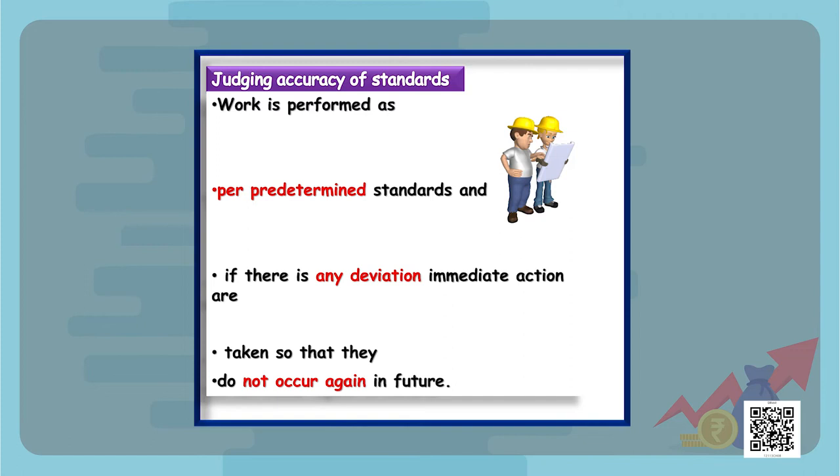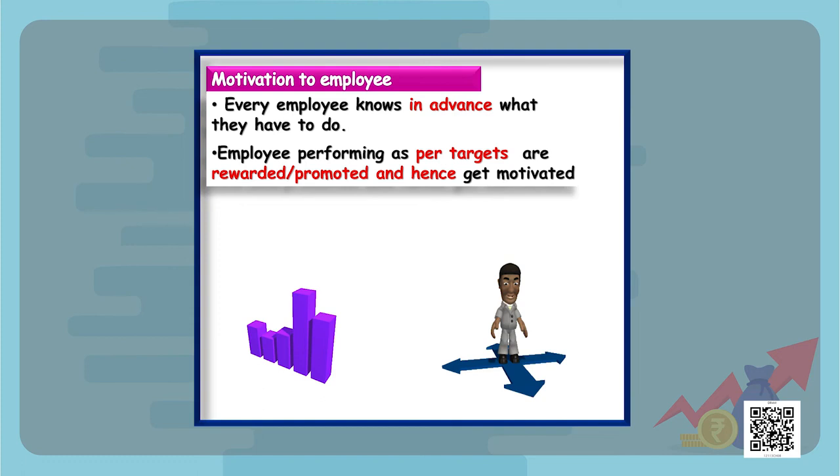Then we have judging accuracy of standards. Work is performed according to the predetermined objectives being set while planning. So, if there is any deviation, immediate action is to be taken so that they do not occur again. And we also tend to judge the accuracy of standards, whether those standards were set according to the performance objectives or not. Then moving ahead, it also serves as a motivational technique to the employees.